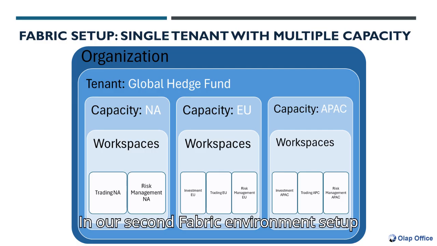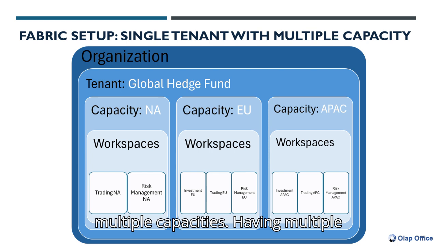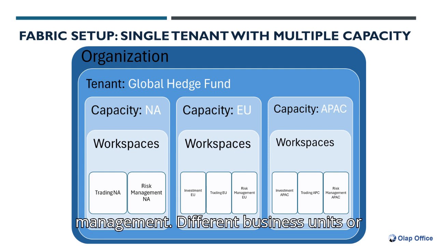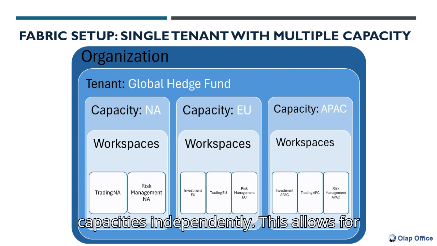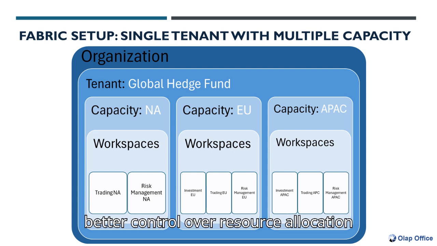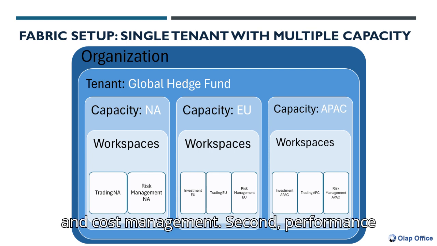In our second Fabric environment setup example, we have a single tenant with multiple capacities. Having multiple capacities within a single Microsoft Fabric tenant can be beneficial for several reasons. First, resource management. Different business units or departments can manage their own capacities independently. This allows for better control over resource allocation and cost management.